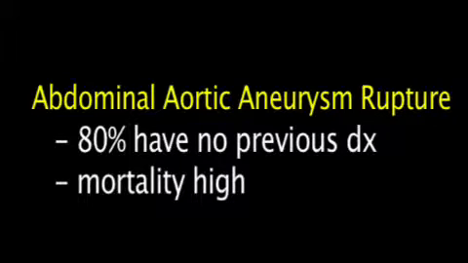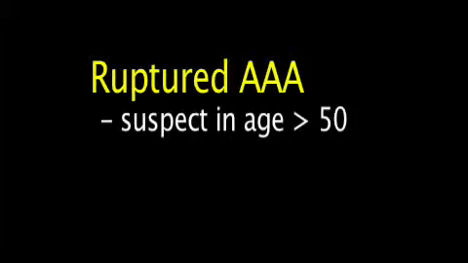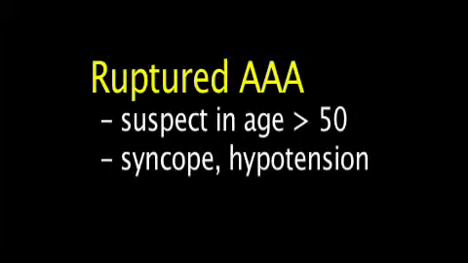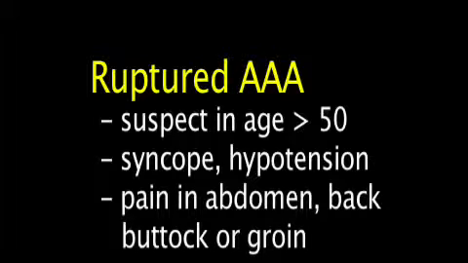When rupture occurs, mortality is very high. Rapid diagnosis and repair have been shown to decrease this mortality. Patients with ruptured AAA can have variable presentations. AAA should be suspected in any patient over age 50 who presents with syncope, hypotension, or pain in the abdomen, back, buttock, or groin region.